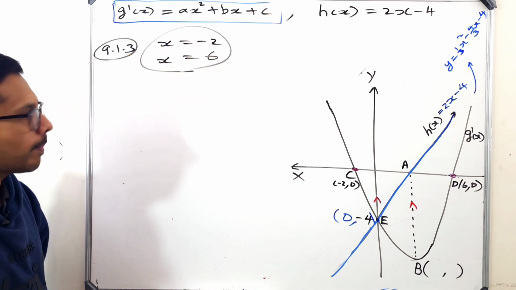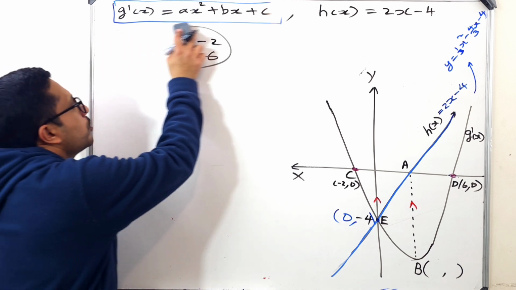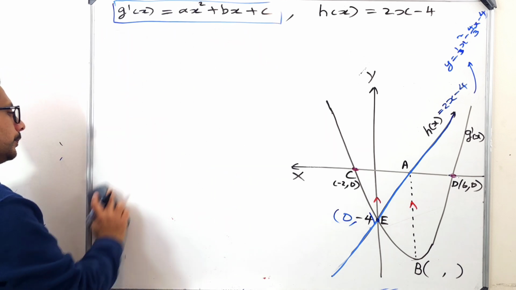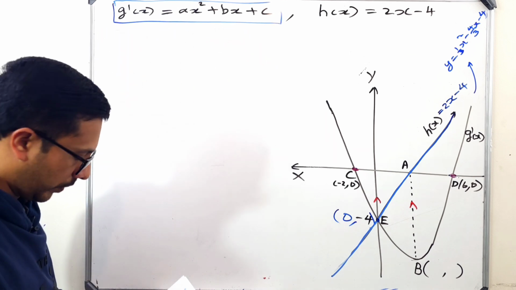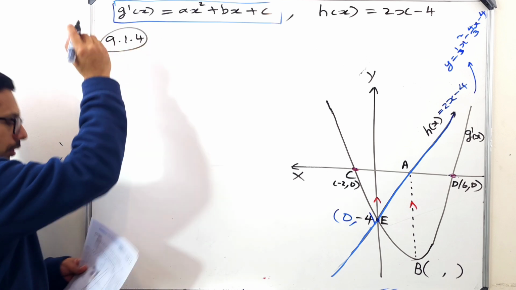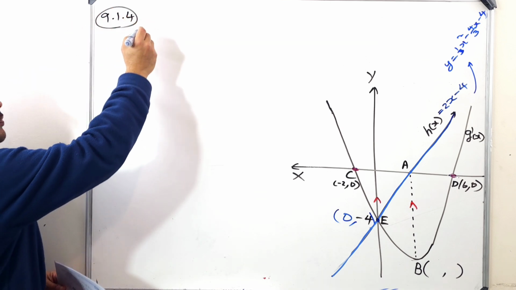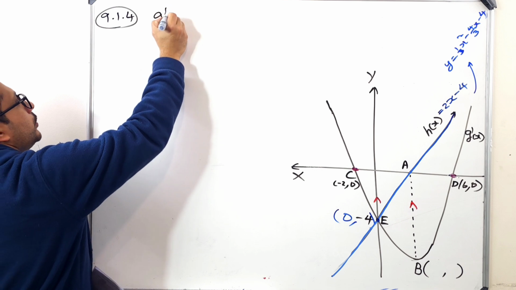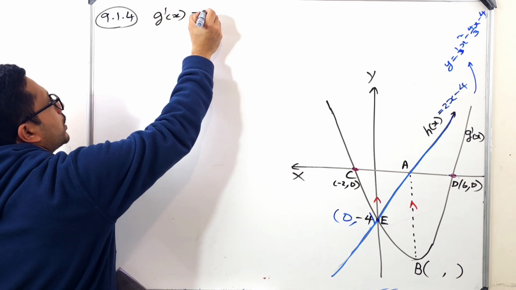Do you understand? Okay. Now let's move to the next question, 9.1.4. Question number 9.1.4. What is that question? Before that, let me write the equation of g dash of x once more. What is the equation we got?